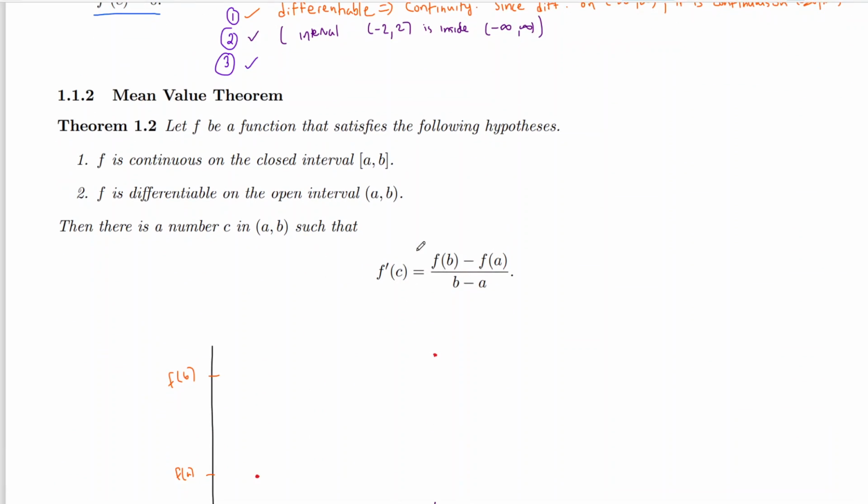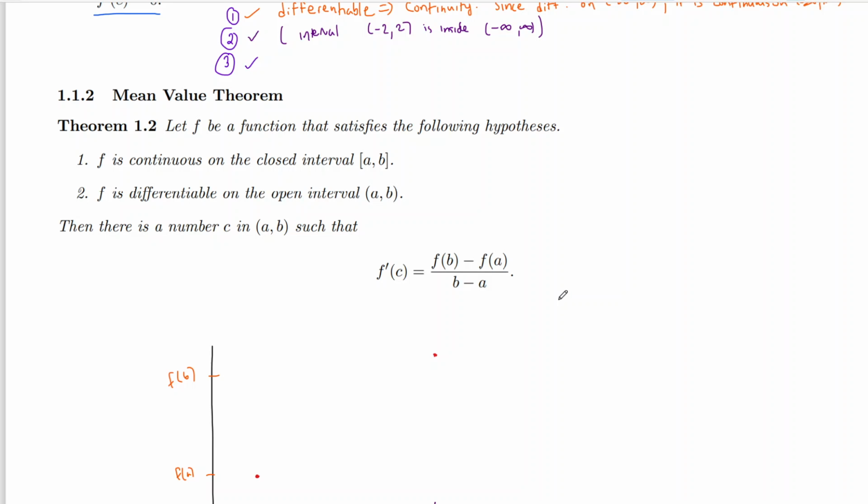All right, now the mean value theorem comes from Rolle's theorem. It's a little more general. It says, let f be a function that satisfies the following hypotheses. And it's actually the same first two hypotheses as Rolle's theorem. It says f is continuous on the closed interval a to b, and f is differentiable on the open interval a to b, then the conclusion is there's a number c in between a and b such that the derivative at c equals f of b minus f of a over b minus a.